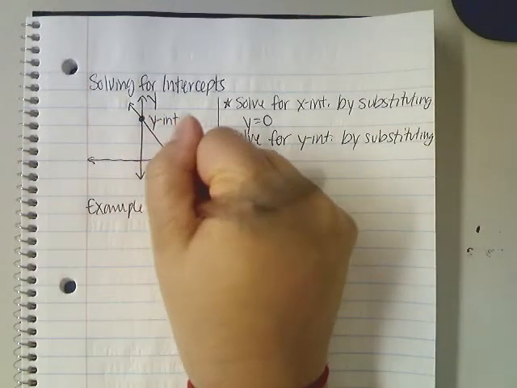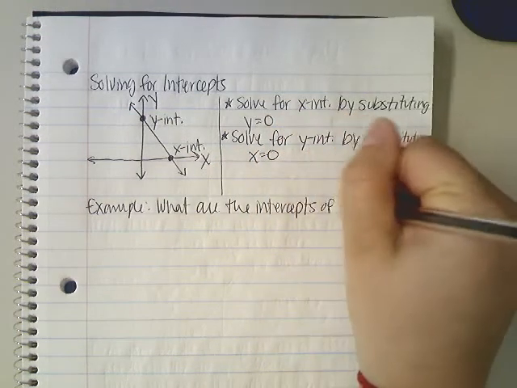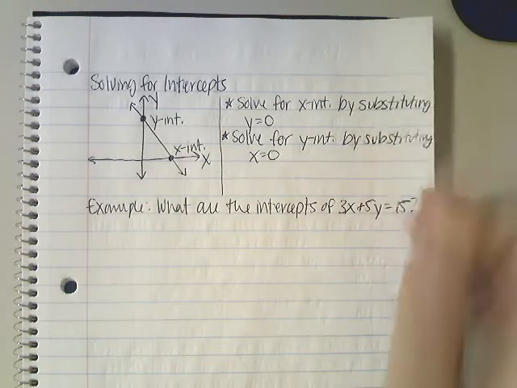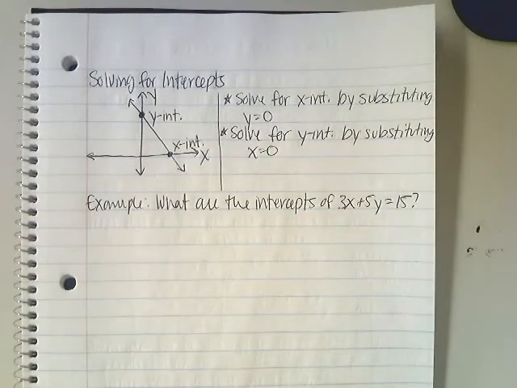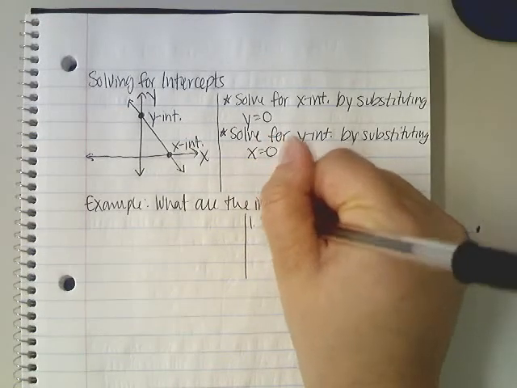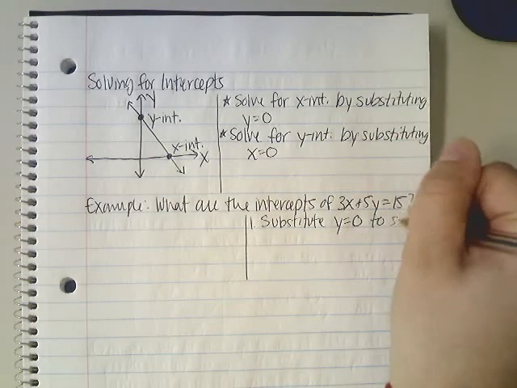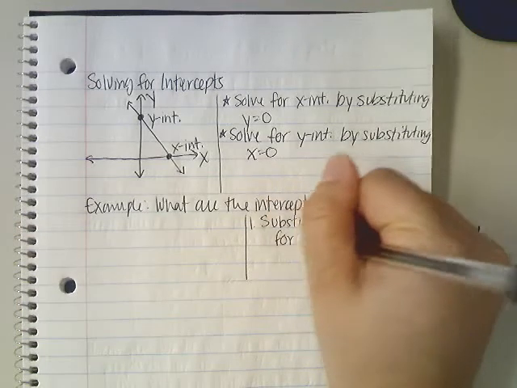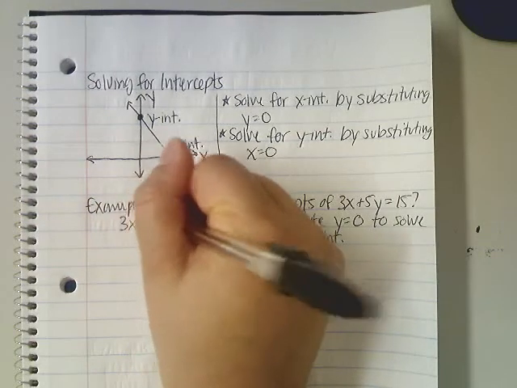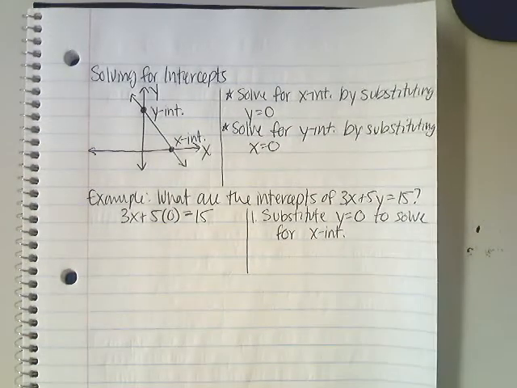So I'm going to ask us, what are the intercepts of the linear equation 3x plus 5y equals 15? So this is an equation in standard form, and they're asking for our intercepts. So first step I'm going to do, substitute y equals 0 to solve for x. So I'm going to take 3x plus 5 times 0 equals 15. So again, I've just substituted 0 for y to get my x-intercept.